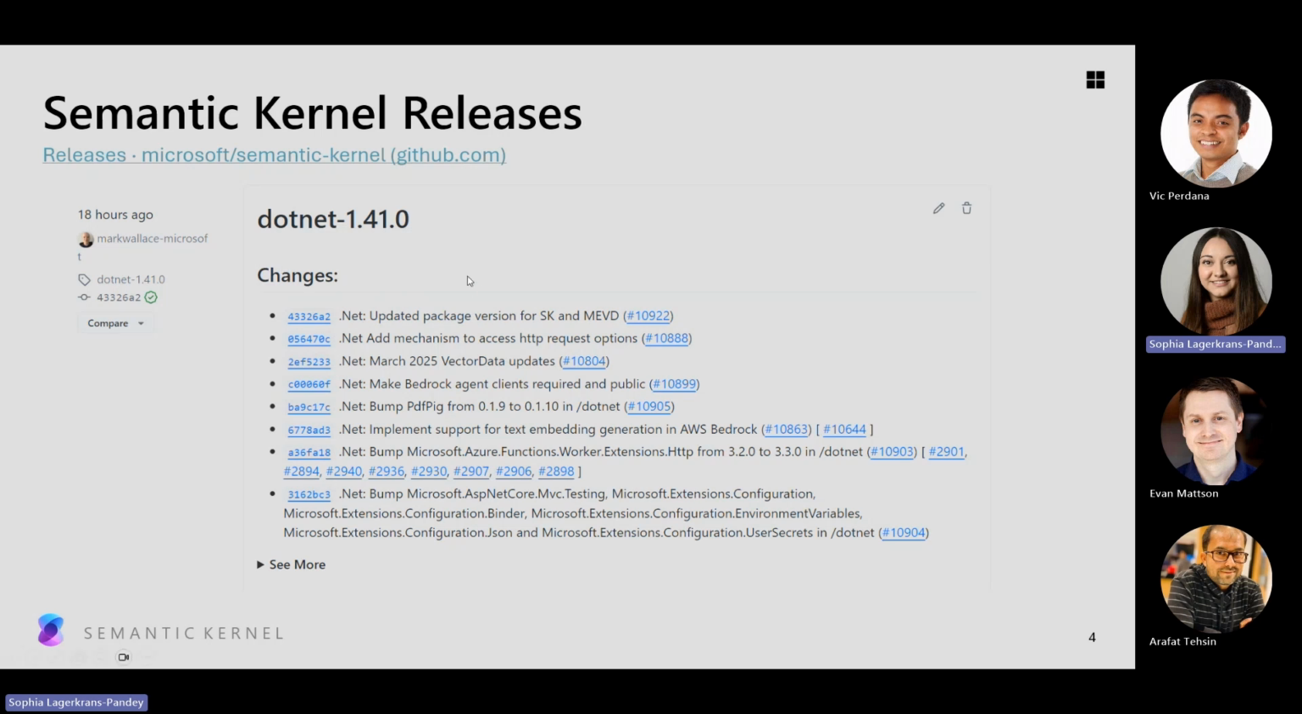With this release in particular, there are some updated packages for Semantic Kernel and MEVD. There are some additional mechanisms to be able to access HTTP request options. And then for vector data, there are some updates that we've been going through as a team. And similarly to what Evan had mentioned with the Bedrock agent samples, there are some updates within .NET as well. So if you haven't had a chance to look at either of these new releases, we recommend you take the time to go through them. If you have any questions, please let us know.